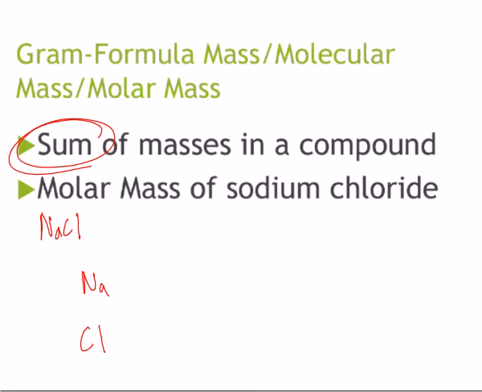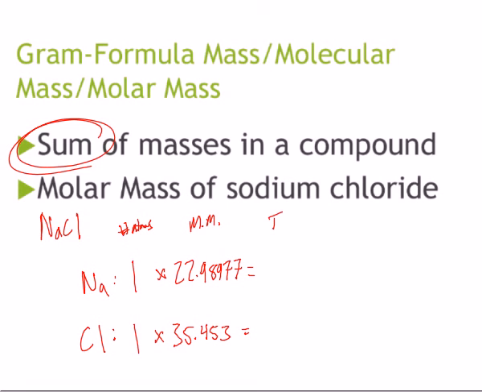Okay? So we've got sodium. We've got chlorine. How many sodium atoms do I have in sodium chloride? 1. How many chlorines do I have? Okay? So this is my number of atoms. I'm going to multiply that by the molar mass of each individual atom. So what's the molar mass of sodium? 22.98977. Chlorine is? Multiply those out. So this is my molar mass. And then this is going to be the total mass of each element. That's what we're figuring out right here.